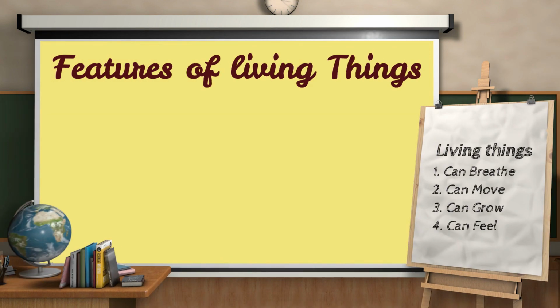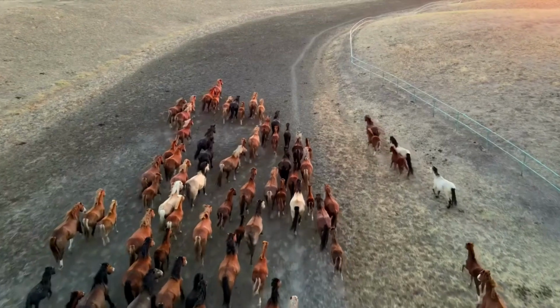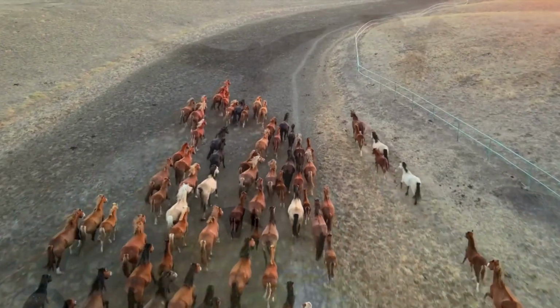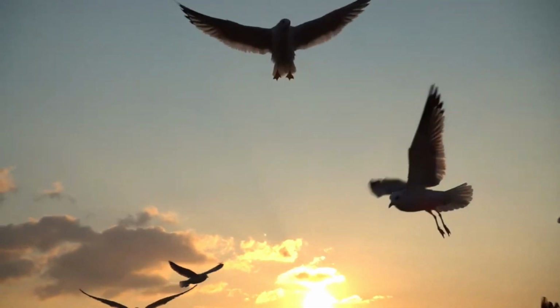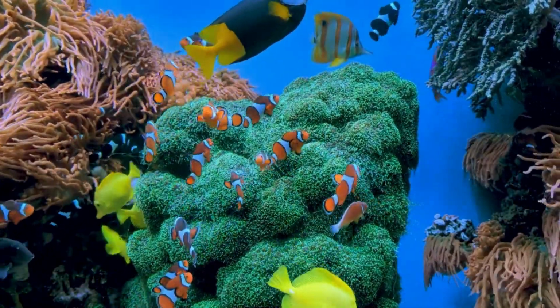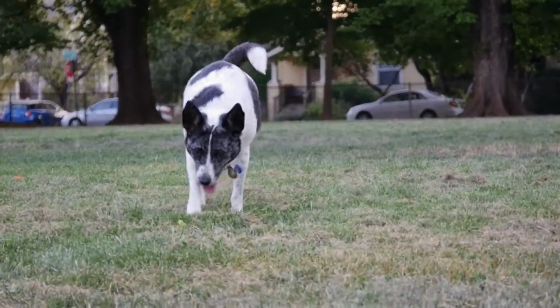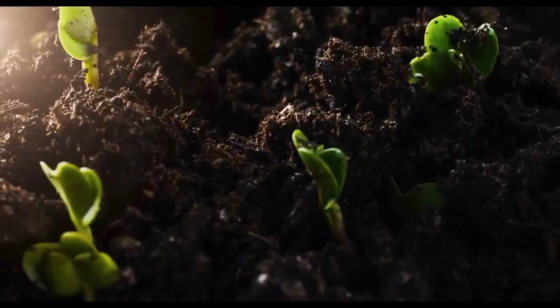Let us learn some features of living things. Living things move. Living things move from one place to another. Birds and insects fly in the air using their wings. Fish and ducks swim in water. People and animals move around using their legs. Plants are living things but they cannot move. They show movement in the form of their growth.